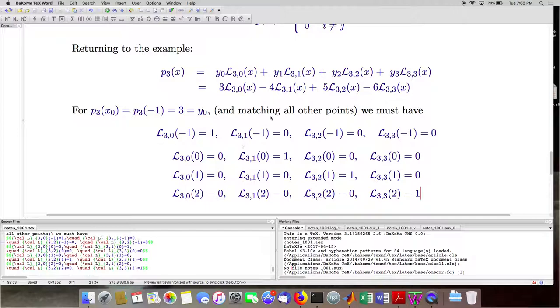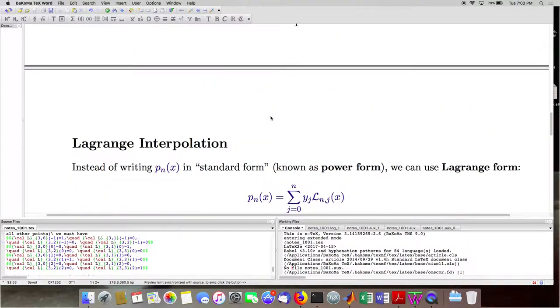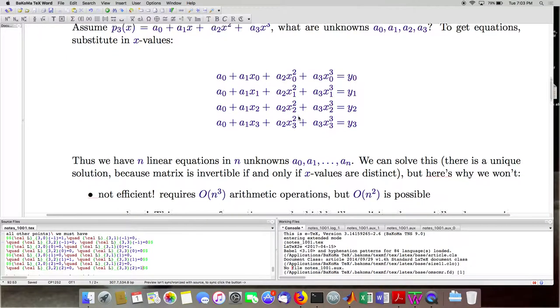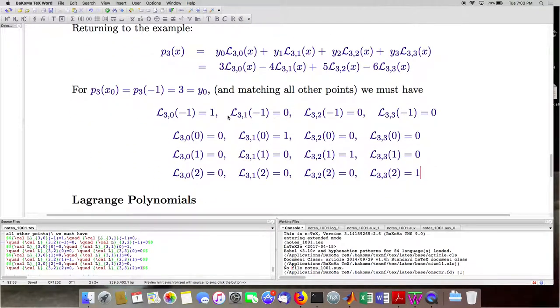And that's why, instead of the approach where we have a full matrix with all entries non-zero, we have a matrix here that is trivial. Finding the Lagrange interpolating polynomial this way will take a lot less work, because we're constructing a trivial system to solve.